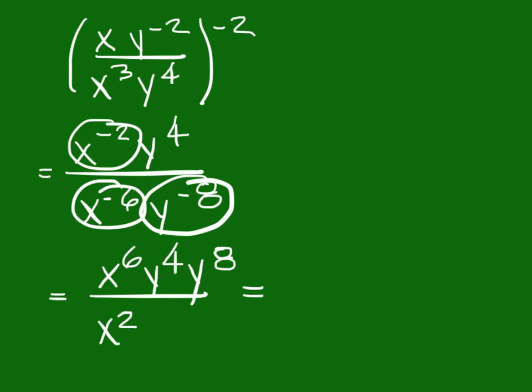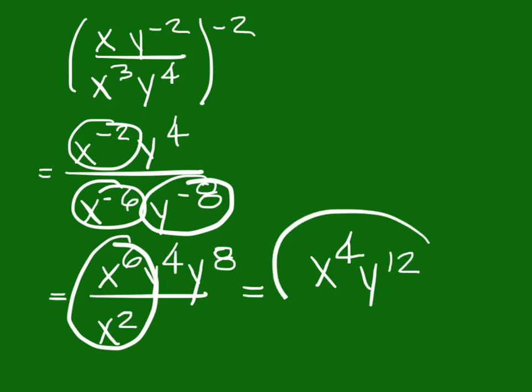Simplify left and right and top and bottom. You have x to the 6th over x to the 2nd, so that's x to the 4th on top, and y to the 4th, y to the 8th is y to the 12th. This is all you need.